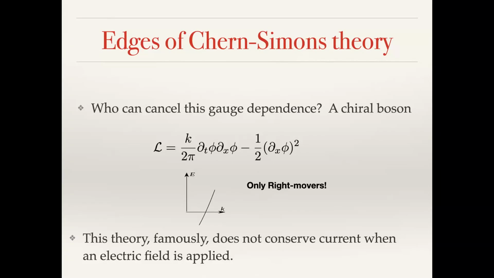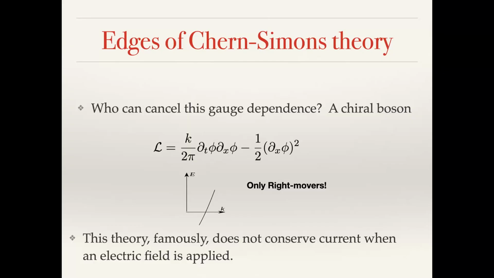I should say, what does it mean physically that there's an anomaly? This means that our current, which was supposed to be conserved, supposed to be divergenceless, is not conserved. Okay, and so let me tell you a little story about this because it's one of my favorite digressions about one-dimensional physics. Okay, so you can ask, who can cancel the anomaly? And the answer, of course, is our chiral boson. And why is that? Well, the chiral boson famously is a theory that does not conserve current when an electric field is applied. Okay, so a chiral boson, how do we think about a chiral boson?